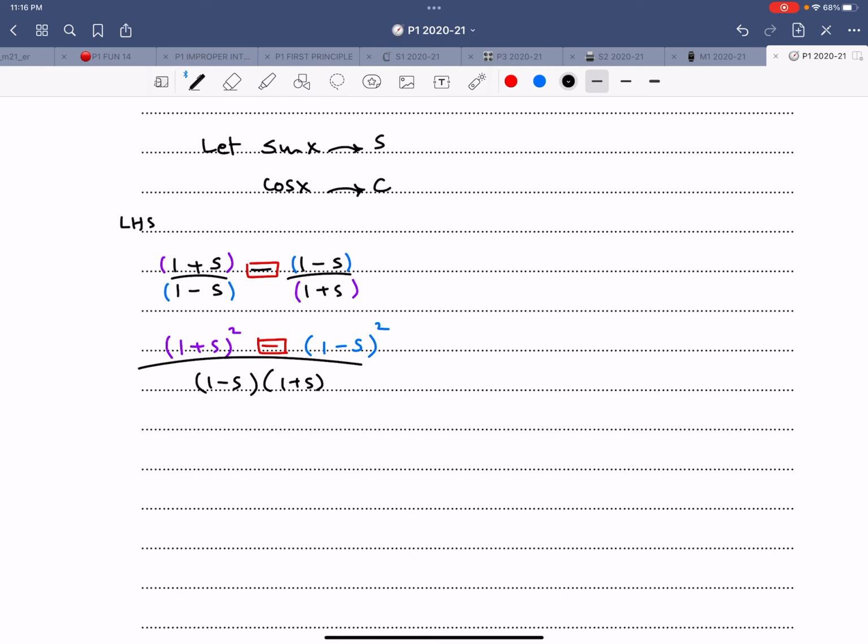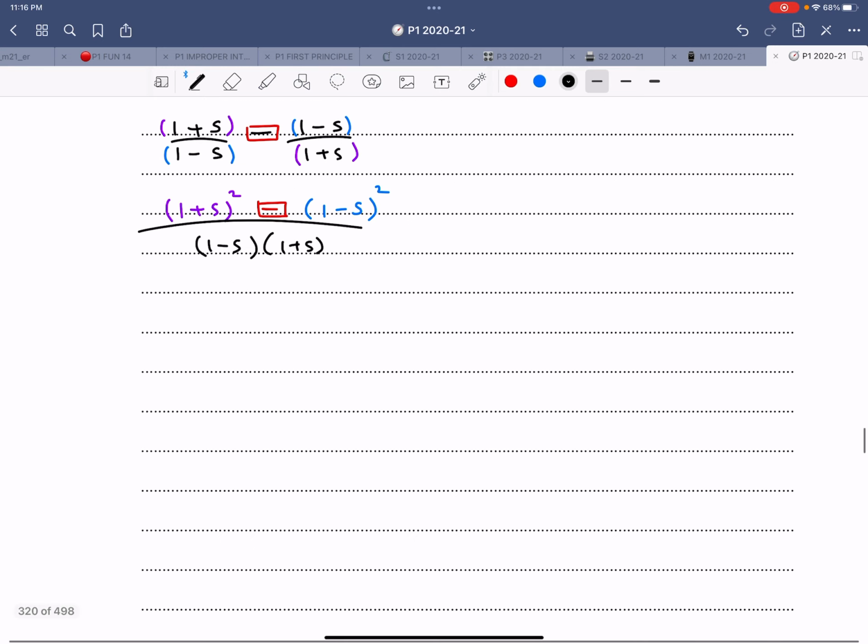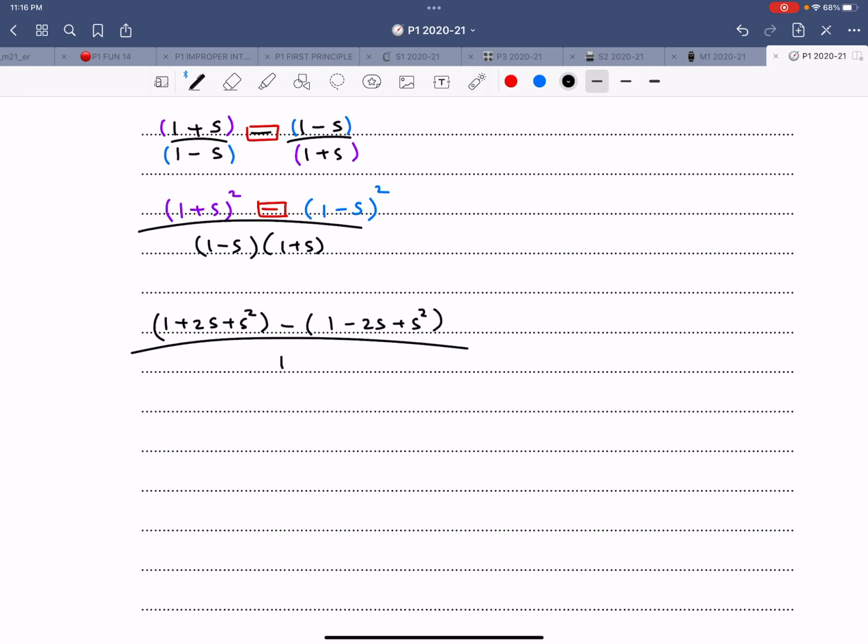Now the numerator, expand and simplify. So this is 1 plus 2s plus s squared, minus sign, 1 minus 2s plus s squared. Denominator is 1 minus s squared. There is a minus in the middle. So this 1 and this 1 cancel, the squares cancel, 2s plus 2s because of the minus. That is 4s over c squared.